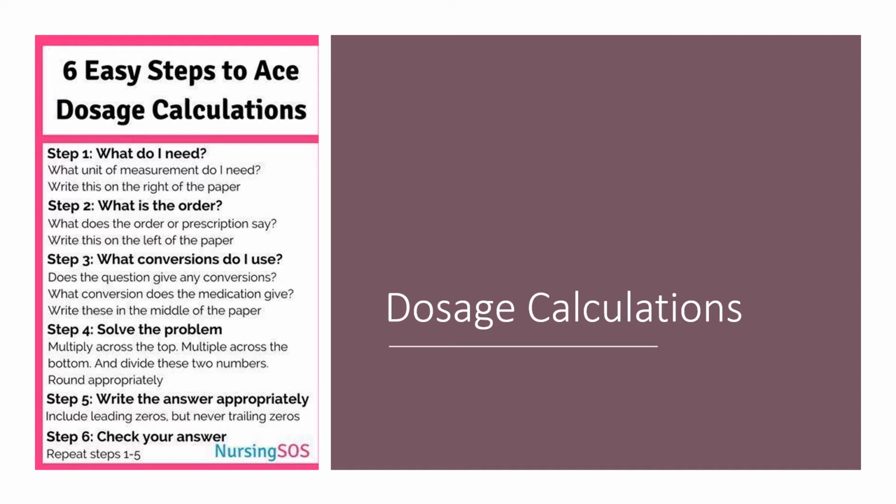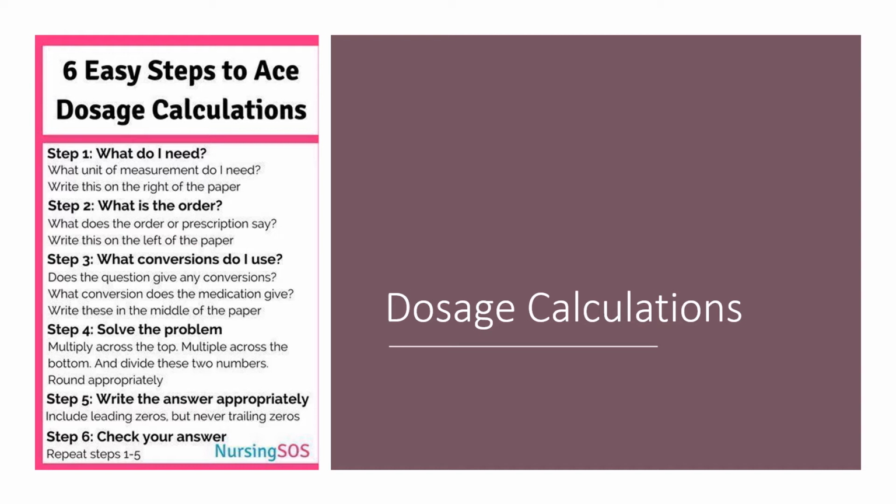There may be information in the order that you don't need. What conversions do you need to use? Does the order give it to you in milligrams, but the vial is in grams or micrograms? There may be a need for a conversion between your steps. And then finally, you can solve the problem depending on the variation of formula that you would like, based on your preference. And then finally, you're going to write out the answer appropriately.